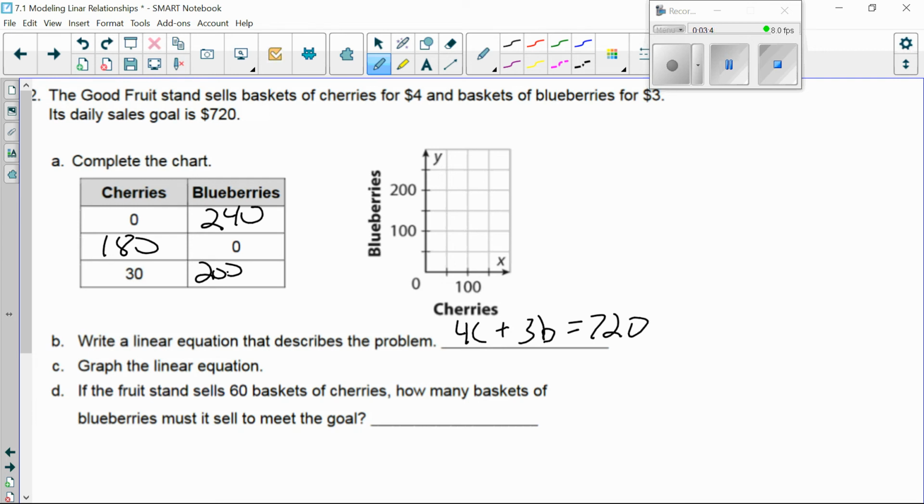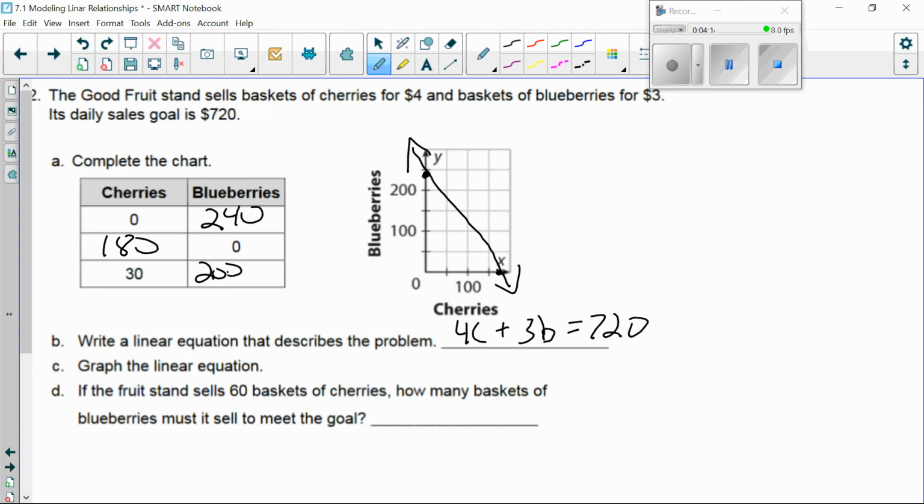So you've got 0 cherries. How many blueberries? 240. So that's about right here. And 180, 50, 100, 150, about right in here. Then you draw your line like so. All right, so now we've got it graphed.